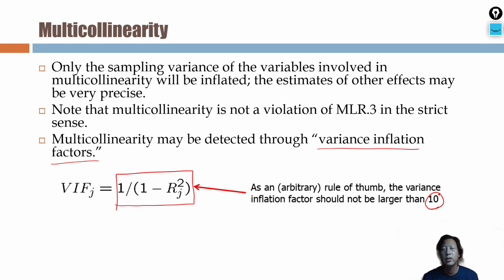This is just like the 5% in hypothesis testing. Does it have to be 5%? Why not 6%? That's just what people agree to use. Yeah, let's use 5% in hypothesis testing. So in the same way, this is kind of a rule of thumb. If this is greater than 10, then we say there is a problem, and if it's less than 10, then we say, yeah, we have a little bit of collinearity, but it's fine.